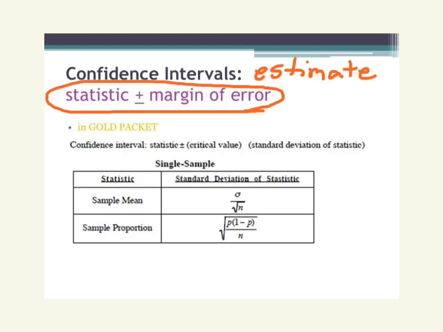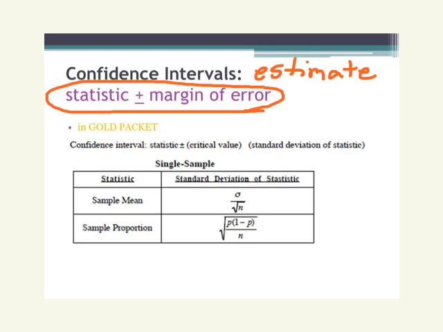But we do know if we take a whole bunch of samples and create a sampling distribution, the average of all of those will be the population parameter. Now, in statistics, we're not going to deal with a whole bunch of samples. We're going to deal with one. And so that's where this idea of a margin of error comes into play.